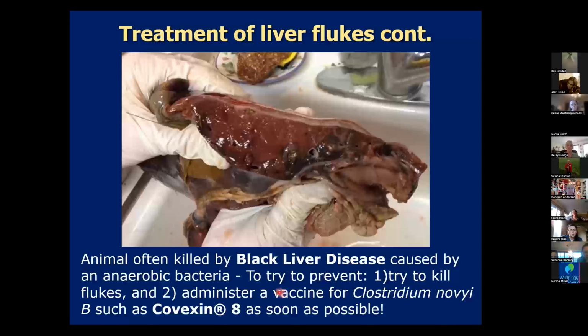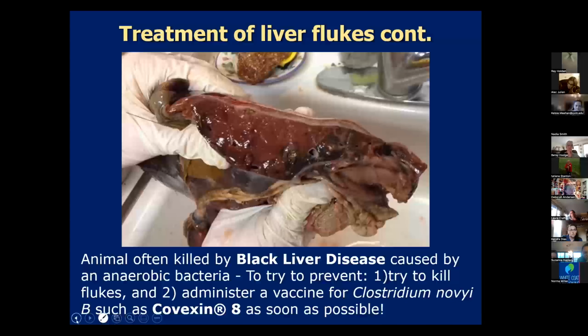So we ended up administering, we actually used Vision 7, but you can use Covexin 8, something that's got Clostridium novyi protection. We also treated them with the Valbazen and with Clorsulon, as per Dr. Mary Smith from Cornell's instructions. And we stopped it, but it was pretty scary when it was happening because it took a little while to figure out.